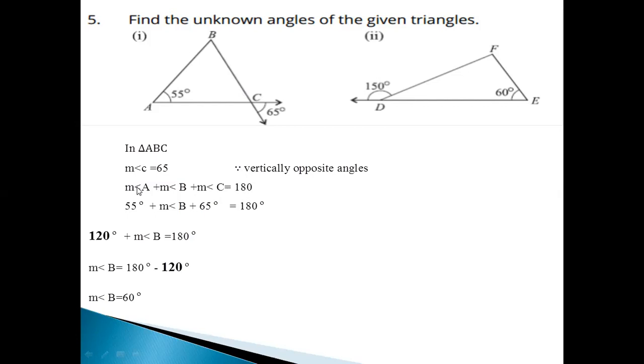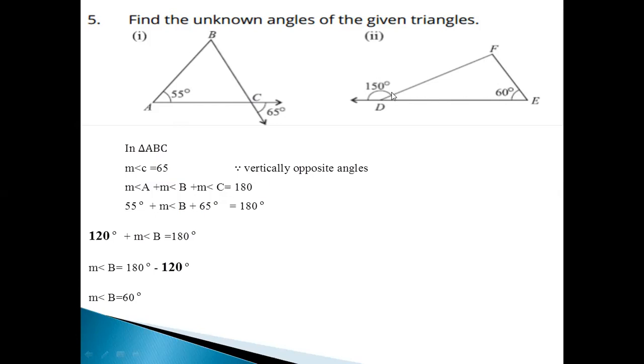So put the value of angle A, that is 55 degrees, angle B as it is, plus angle C is 65 degrees. Now 55 plus 65, you get 120. So 120 is positive here, shifted to the other side, subtracted: 180 minus 120. So angle B is 60. So all the unknown angles we found: C is 65 and B is 60.